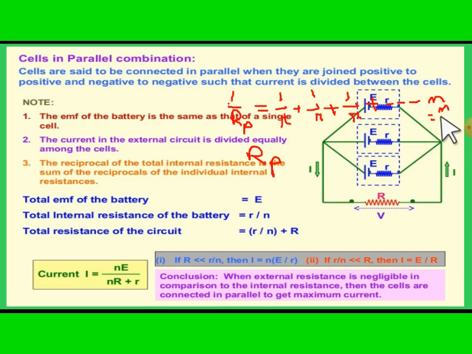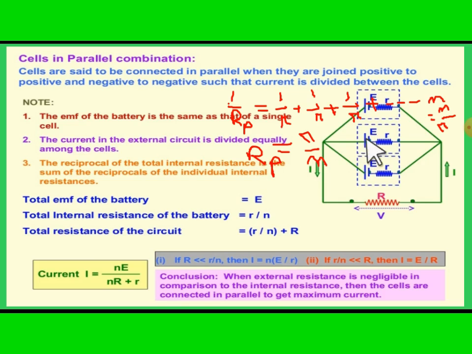When you keep on adding to n terms for n cells, then it will be n by r, right? So if you take the reciprocal, then it will be equal to what? r by n. Got it? That is what I want to explain to you. So the equivalent resistance of those internal resistances connected in parallel will be equal to r by n.